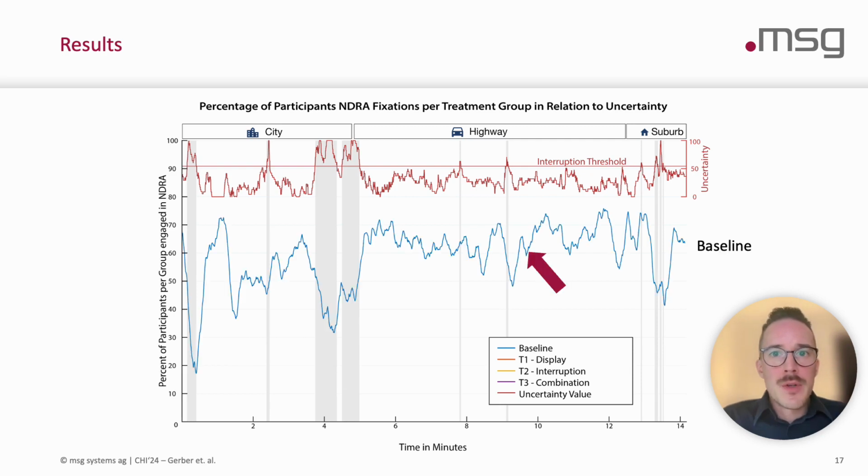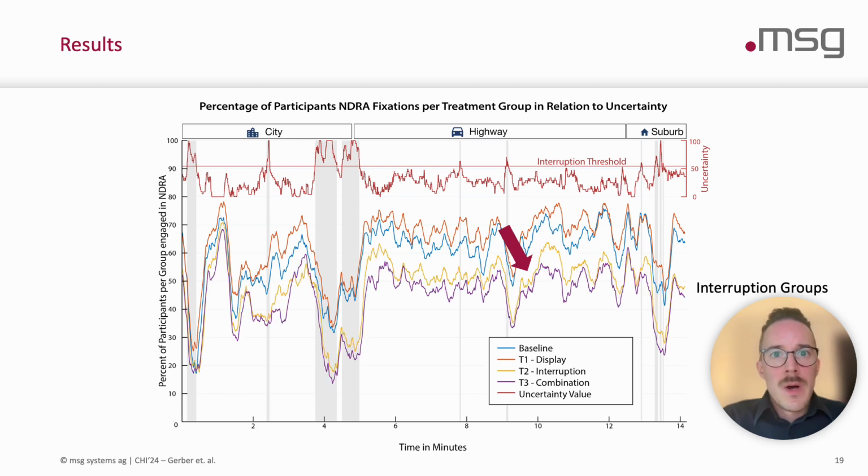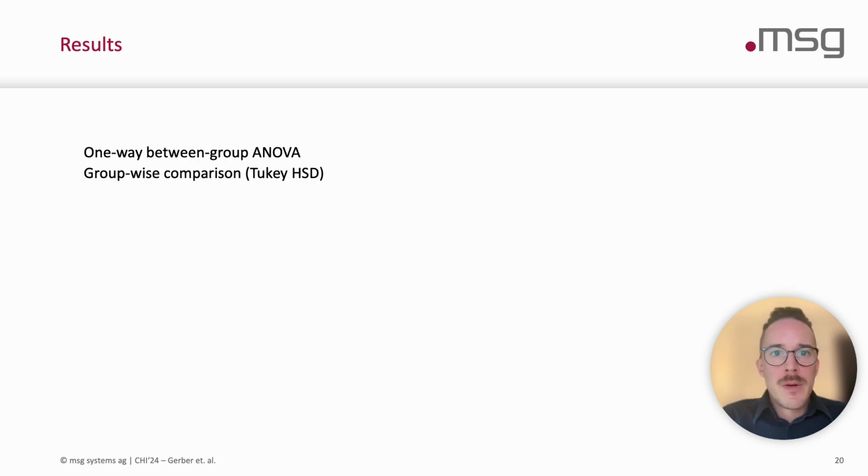When we now compare the treatment groups with the baseline, which is marked in blue, we can observe that the engagement towards the NDRA has increased with the uncertainty display, while the engagement in the NDRA has decreased for both interruption groups. To verify this finding, we conducted a one-way between-group ANOVA combined with a group-wise comparison.